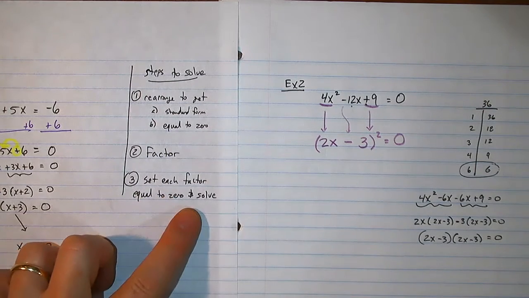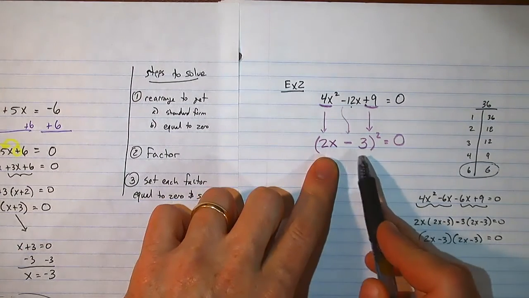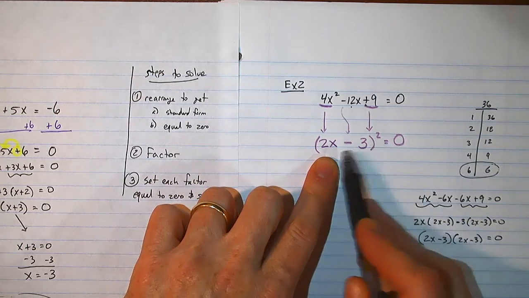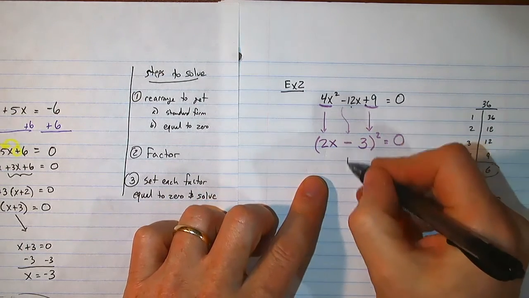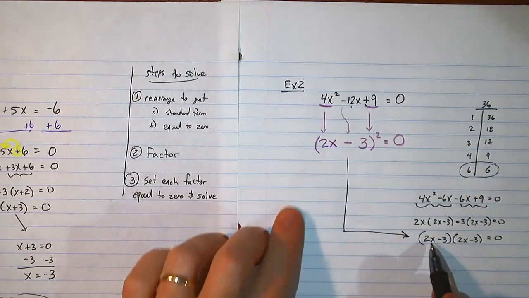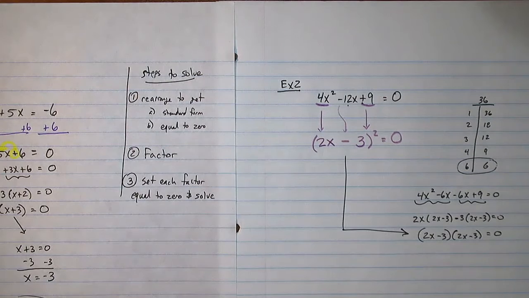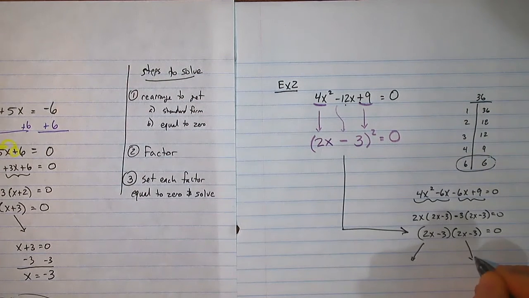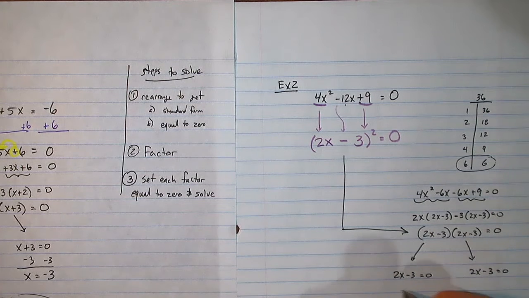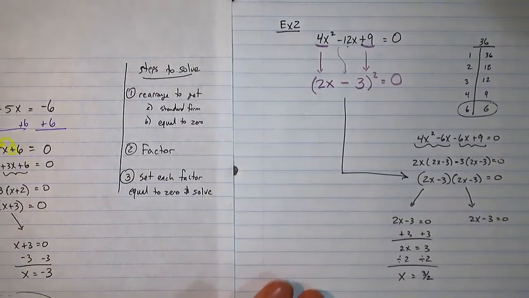Set each factor equal to 0 and solve. If you do it with the shortcut, you need to recognize I have two factors here, but they're identical, right? This square means that I have this thing times itself. So I do have two factors, they're just identical. And notice what happens if I set these both equal to 0: because they're identical, I'm going to get the same answer from both. Both of them are going to give me x equals 3/2 or 1.5, depending on how you like to write it.